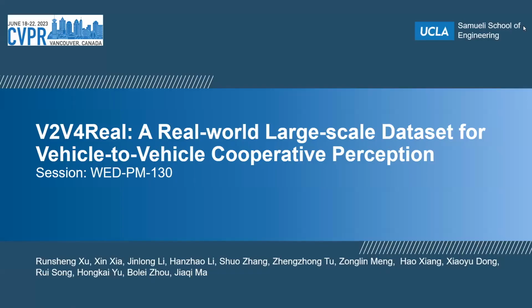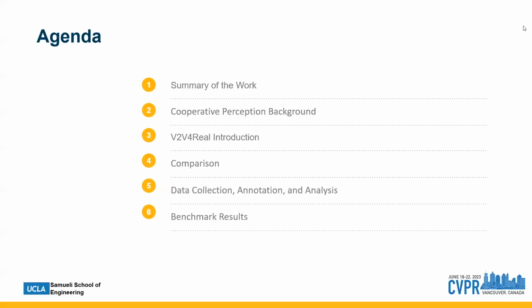Hi everyone, welcome to our presentation, WED for Real, a real-world large-scale dataset for vehicle-to-vehicle crowd perception. This work is majorly supported by UCLA Mobility Lab. Here is the agenda today.